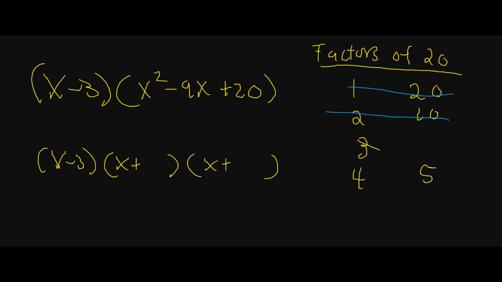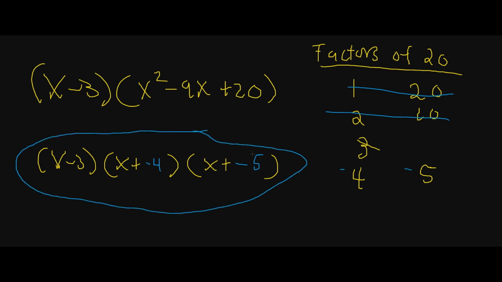Well, can we add 4 and 5 in any way to get negative 9? Well, I know 4 plus 5 is 9, but we need a negative 9. So what that means is both of these have to be negative. And so this is going to be minus 4, and this is going to be negative 5.